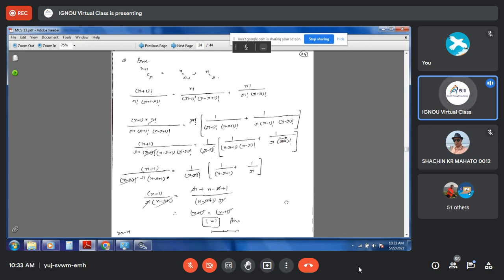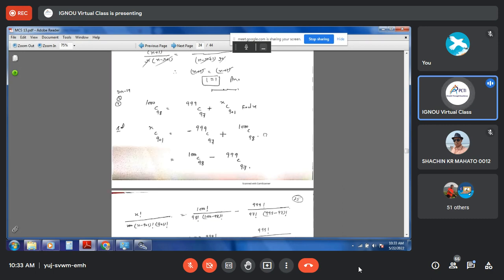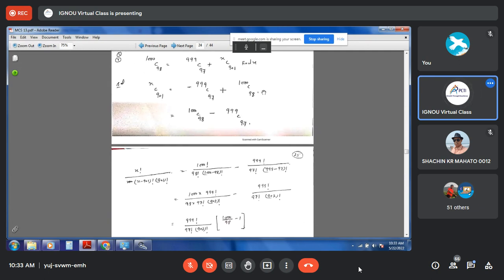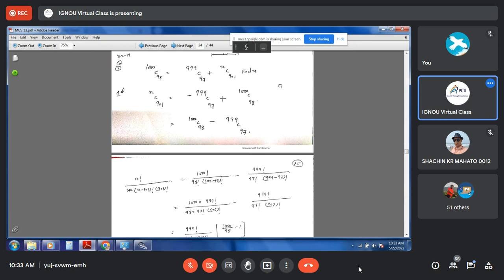Let us see one more example. This one. Yes. Also from the exam. 19. Yes. That's somewhat difficult also. See, it is the equation 100C98 is equal to 999C97 plus xC901. Find the value of x.